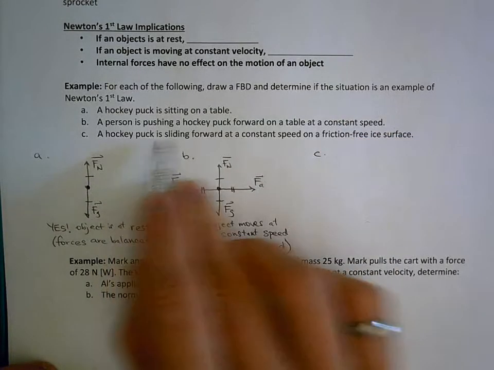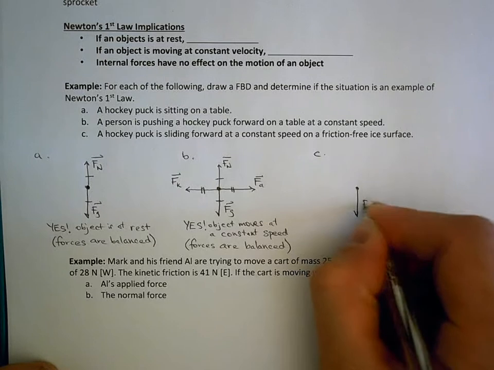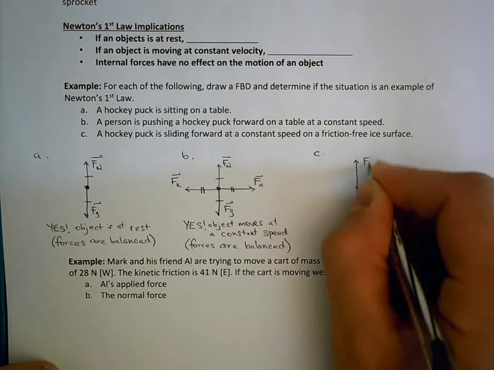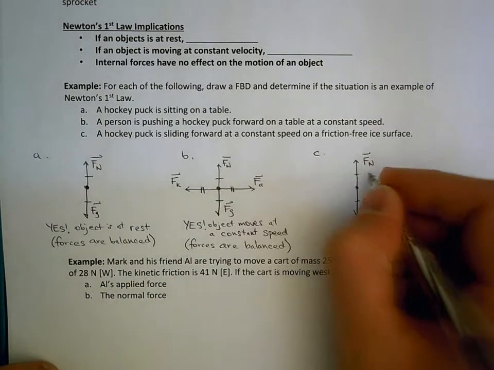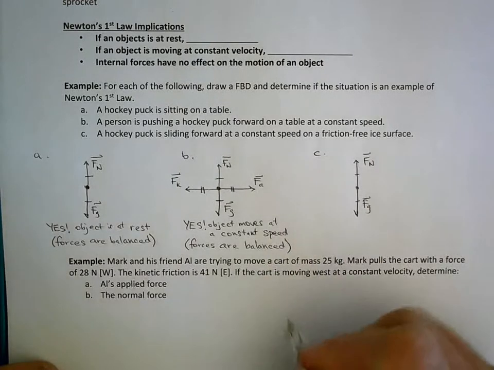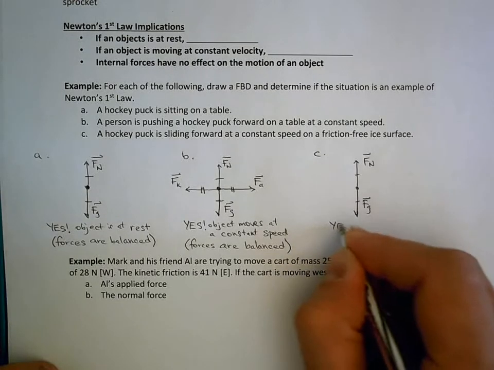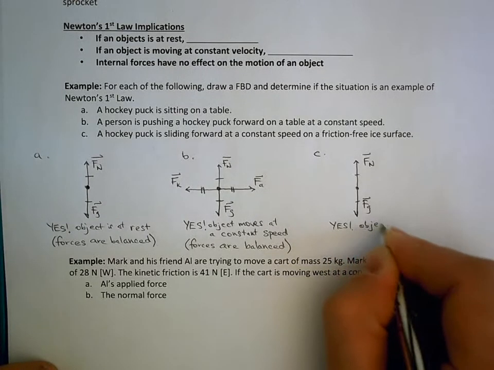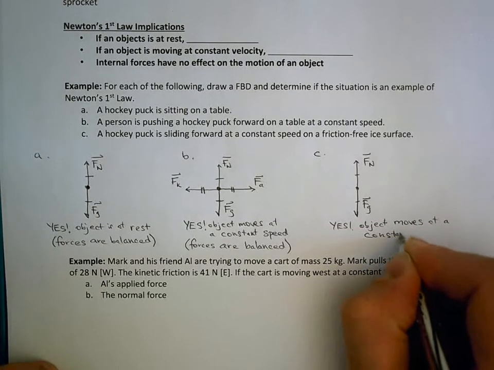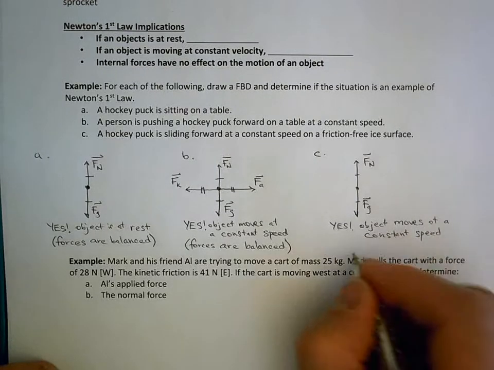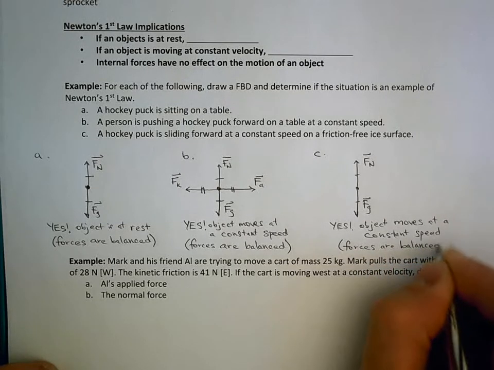Part C. A hockey puck is sliding forward at a constant speed on a friction-free ice surface. So here I have the force of gravity again for the same puck. There's a surface, so it's a normal force. It's sliding forward at a constant speed. Okay, is anyone pushing it? No. Is there any friction? No. So we're done. This is also an object moving at a constant speed. The forces are balanced. So this is another example of Newton's first law.